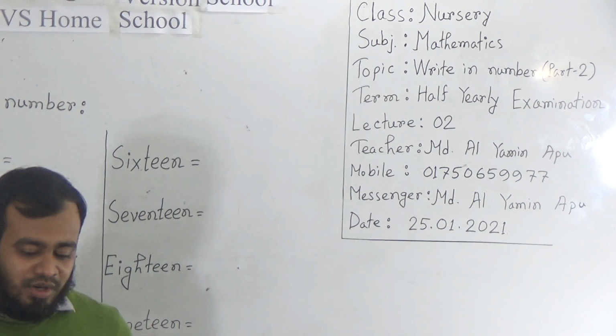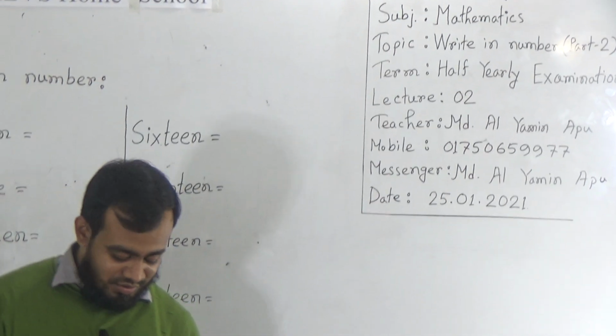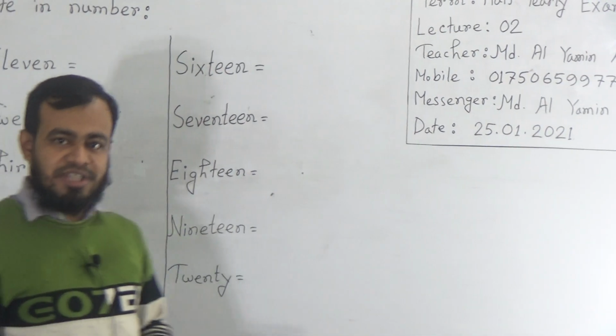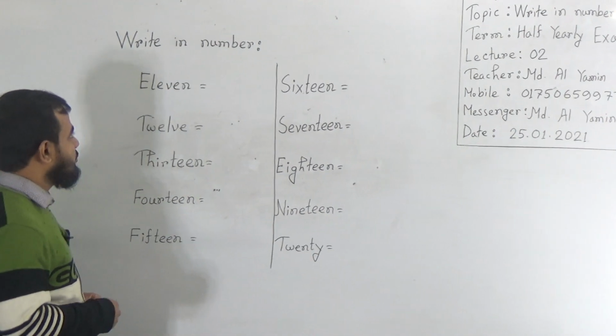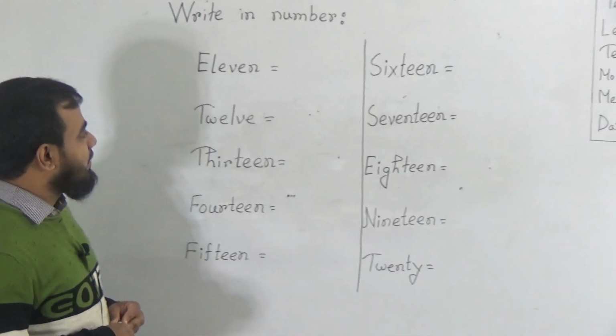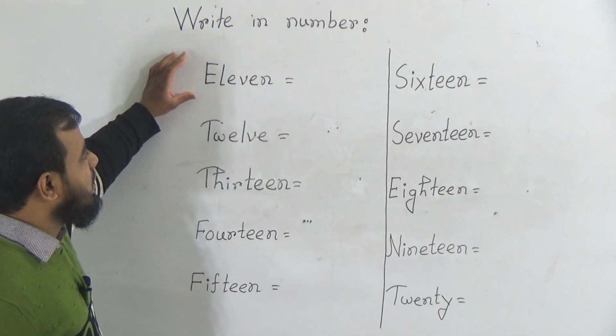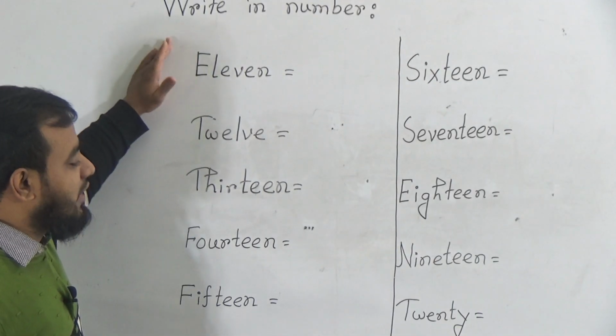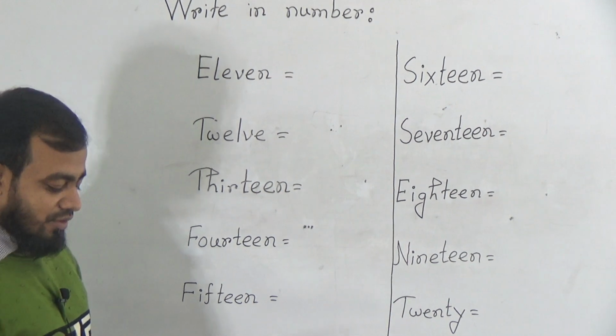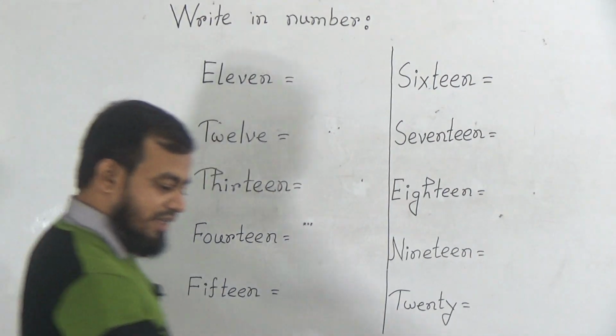In part 1 we learned already how to write down in number from 1 to 10. Today we will learn how to write down in numbers from 11 to 20. Dear students, the first number is 11.